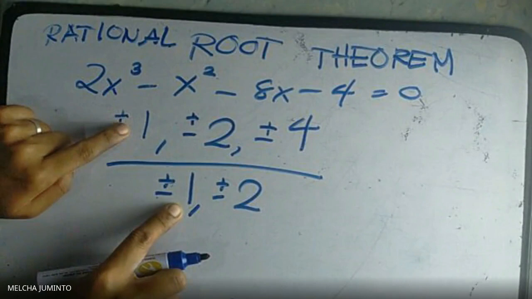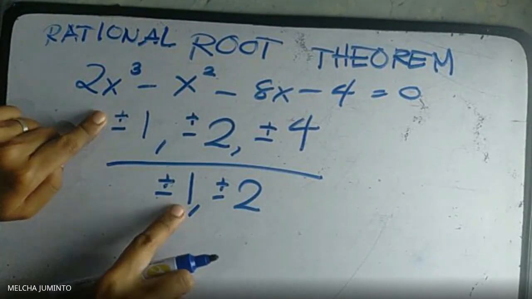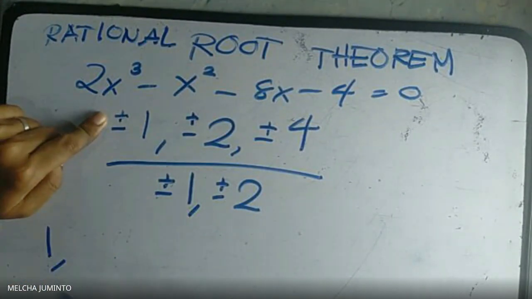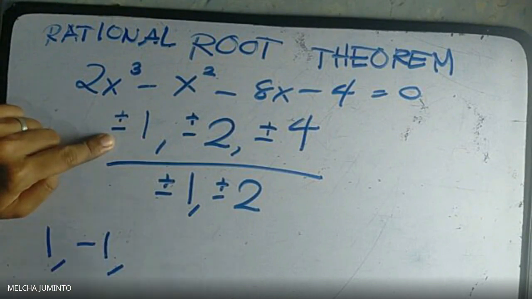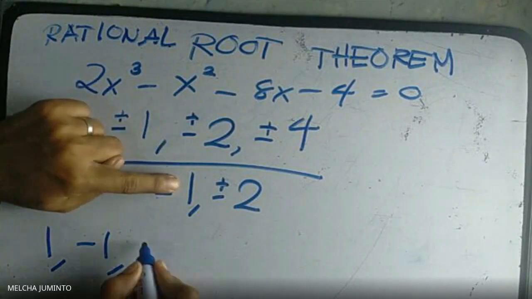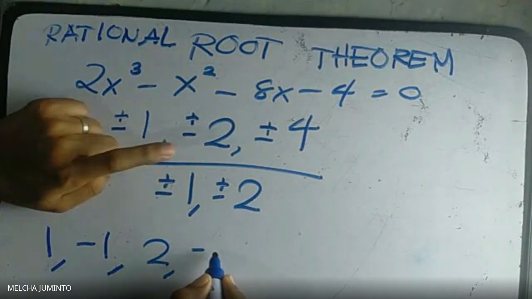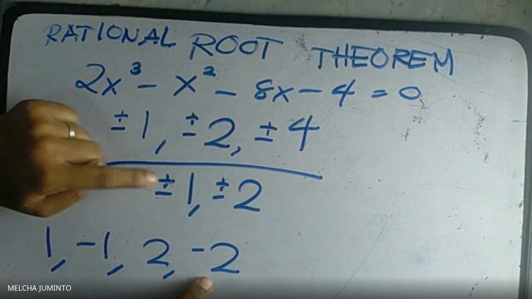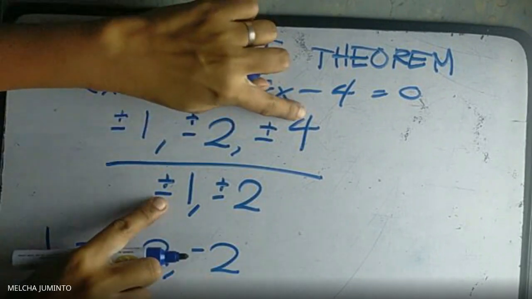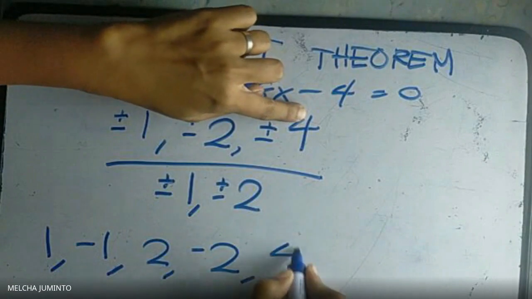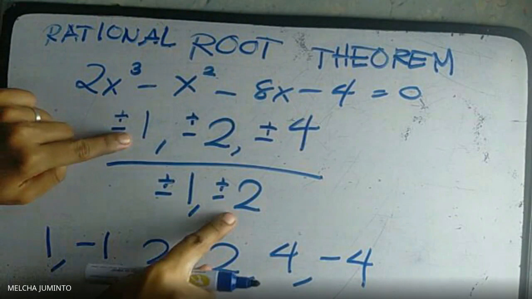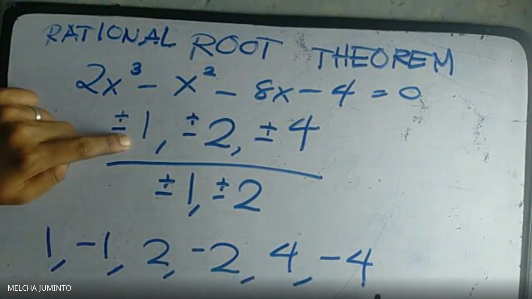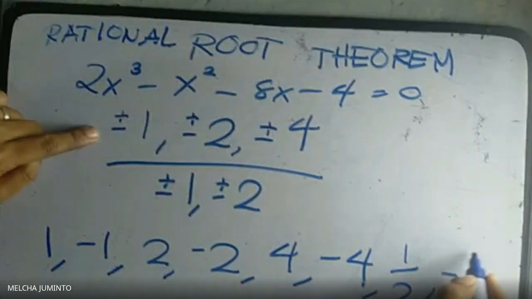Let us begin with positive 1 divided by positive 1, which is 1, and then negative 1 over positive 1, negative 1. Let us pair 2 and 1, so 2 over 1 is 2, and negative 2. Let us also pair 4 and 1, so 4 and negative 4. Let us pair now 1 and 2. 1 over 2 is 1 half. The negative side of that, negative 1 half.